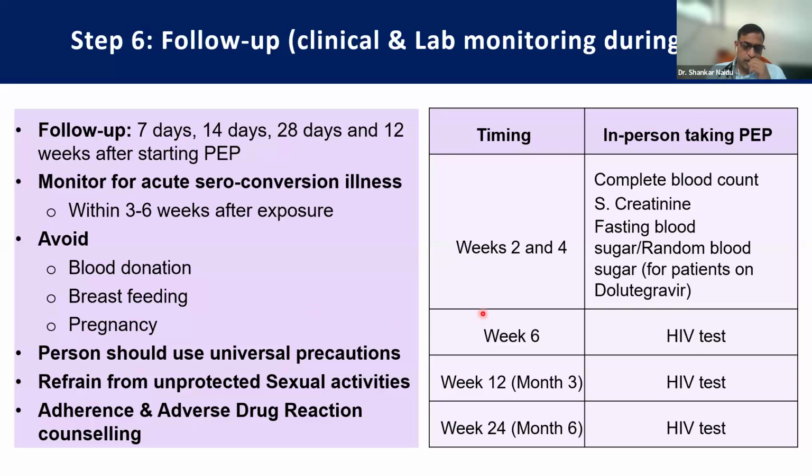So what are the investigations that we need to do on follow-up? At weeks 2 and 4, we have to get the CBC, serum creatinine, fasting blood sugar, and random blood sugar, especially if we are using dolutegravir-based regimens. Then at week 6, we have to test for HIV. Then at week 12, at the end of 3 months, we have to test for HIV, and at week 24, that is the end of 6 months, we have to test for HIV.